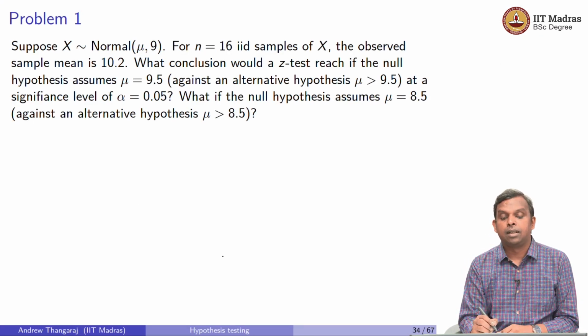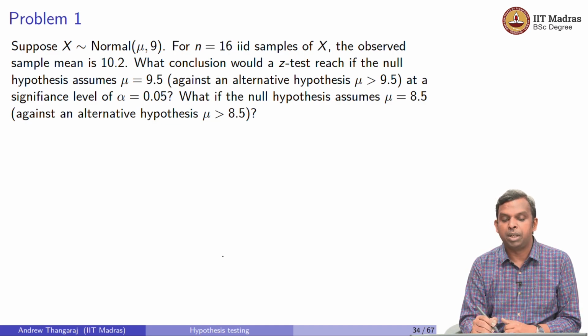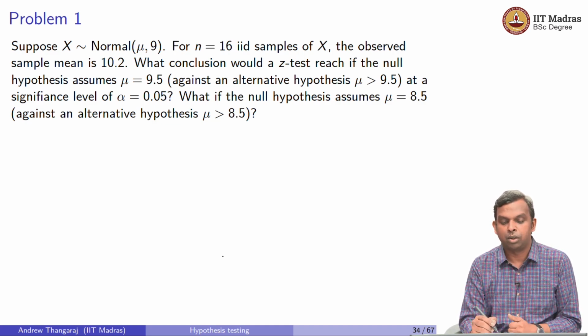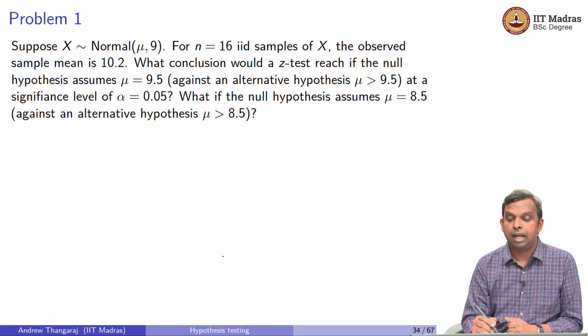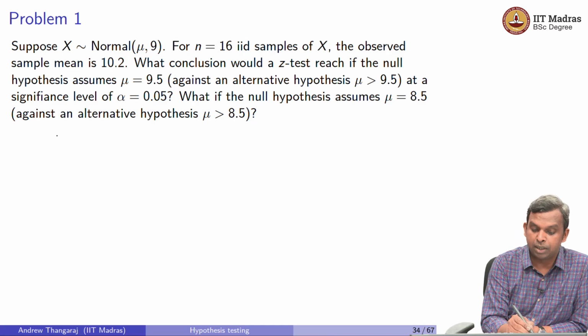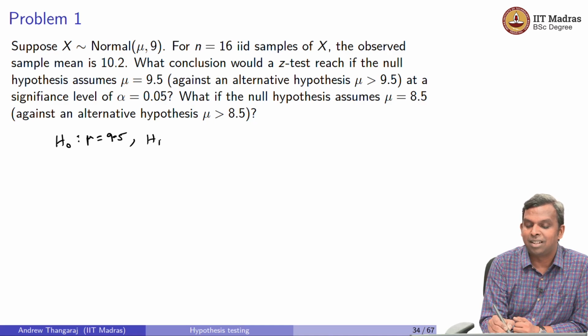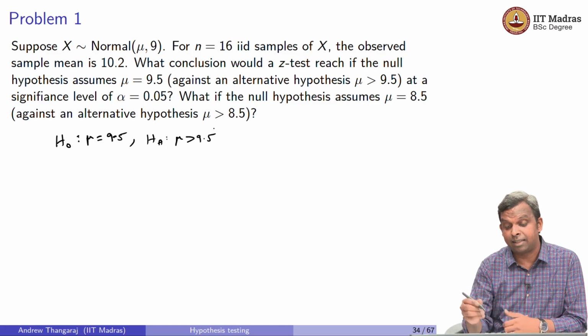In this question, the distribution is normal with mean mu, which is something we are going to test for, and a variance of 9. There are n equals 16 samples, and the observed sample mean is 10.2. Let's quickly write these down. H0 is mu equals 9.5, let's say. HA is mu greater than 9.5, so this is a right-sided test.